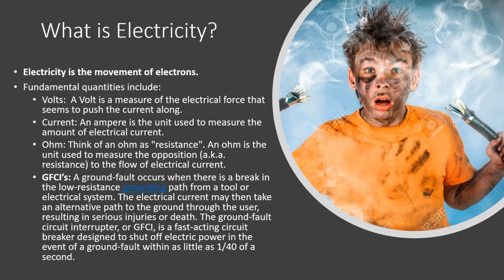So V is equal to IR, right? Voltage is directly proportional to current if the resistance remains constant. So this is also called Ohm's law. Then we have GFCI. What is GFCI? GFCI is a ground fault circuit interrupter.